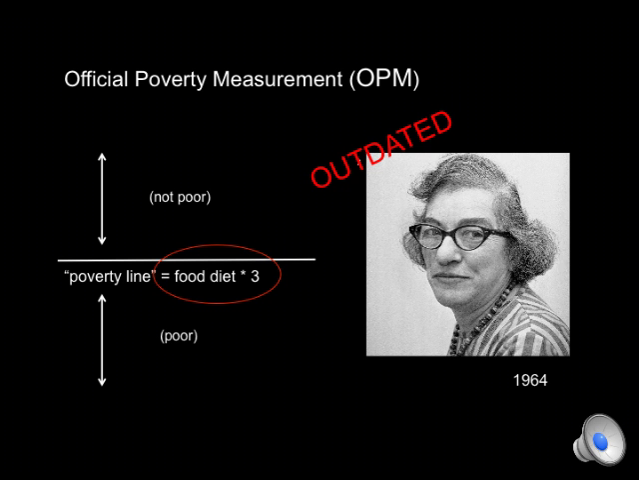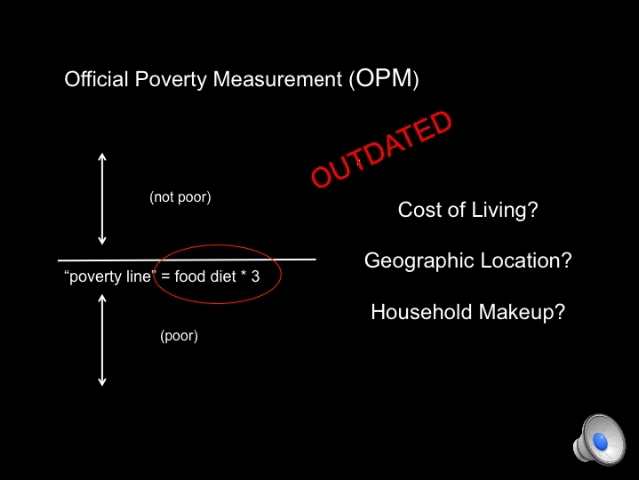Sure, when Orshansky created the threshold, food accounted for 1/3 of a household's budget, but that is no longer the case today. Due to the fact that food is now less expensive and other expenses such as rent take up a bigger portion of the average budget, the number today is closer to 1/6 or even 1/10. However, the OPM does not adjust to account for this change.